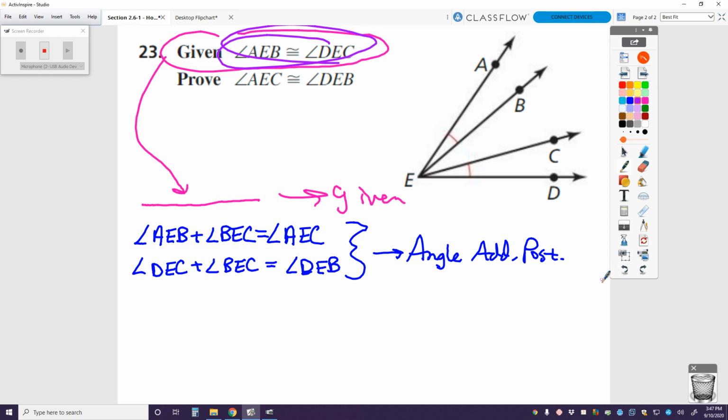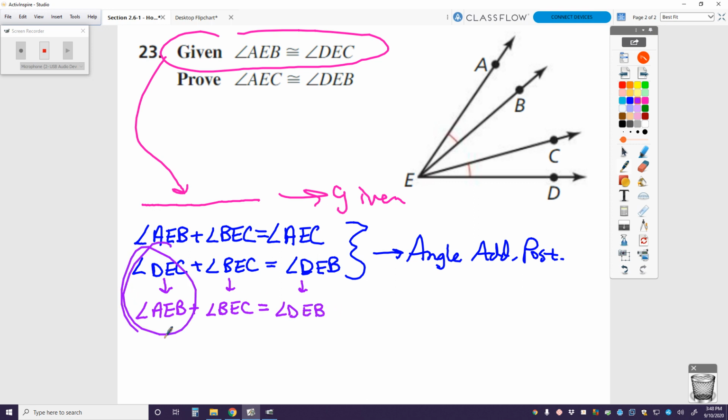What we're going to do is pick on this second angle addition postulate. Where it says angle DEC, I'm going to swap that out with what we were told DEC is equivalent to, angle AEB. So angle AEB plus, and I'm going to keep everything else exactly the same, angle BEC equals, and still angle DEB. Everything else stays the same, except I made the substitution for angle DEC. So there is the substitution property of equality.